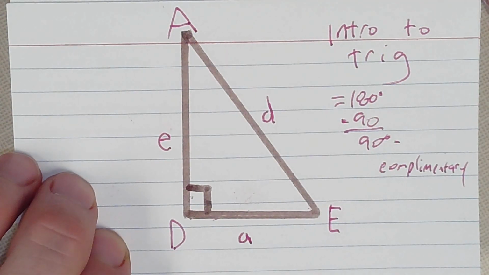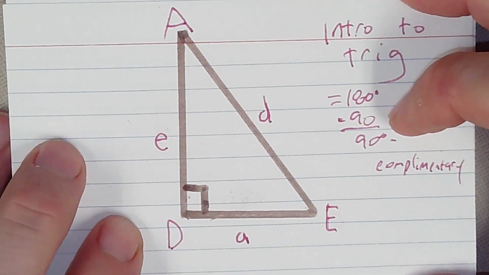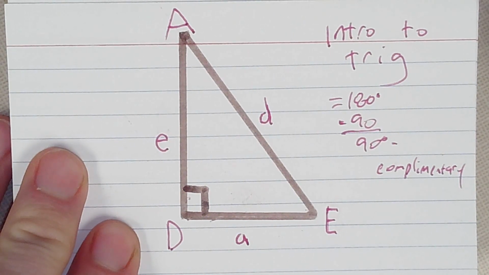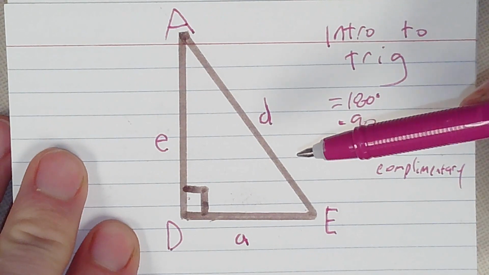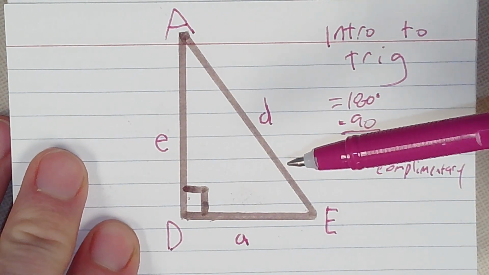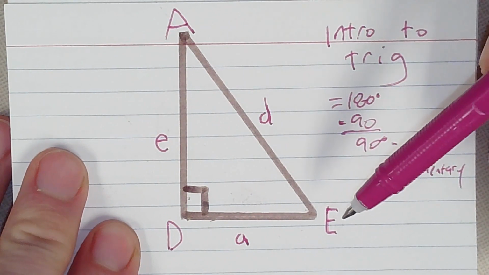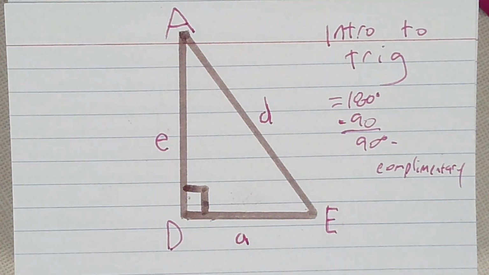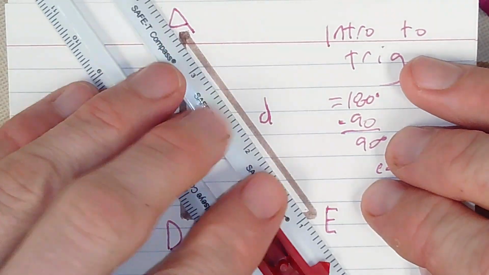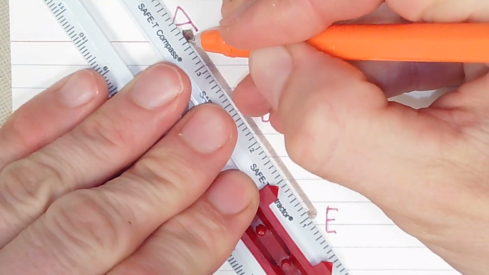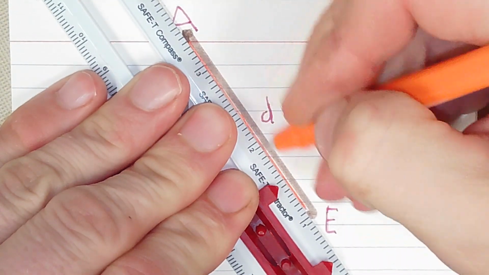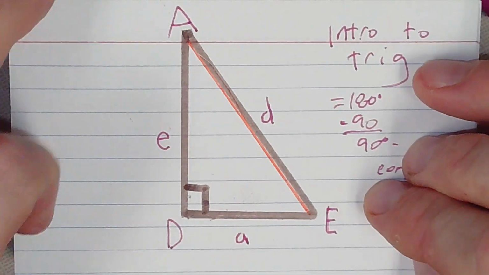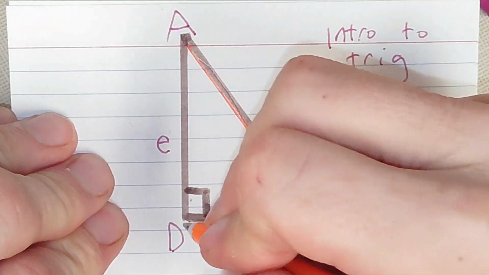Okay, so right triangles have three distinct sides. The most important, or most distinguishable, side of a right triangle is called the hypotenuse. The hypotenuse in our right triangle here, I'm going to color it orange. Our hypotenuse is our d. It is always on the other side of the triangle from the right angle. In our triangle here, it is opposite of D.